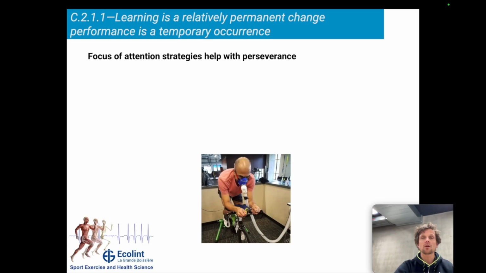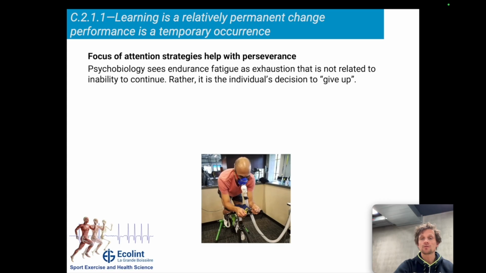Now let's have a look at how we can use focus of attention strategies in order to improve our performance via the improvement of perseverance. So psychobiology sees endurance fatigue as exhaustion that's not related to an inability to continue physiologically. Rather, it's a psychological block where the individual decides to give up before their physiological limit. If we can use some attentional strategies to help us push beyond this limitation and attain our true physiological limits, this could help improve our performance in a number of different sports, for example, cycling and endurance running.